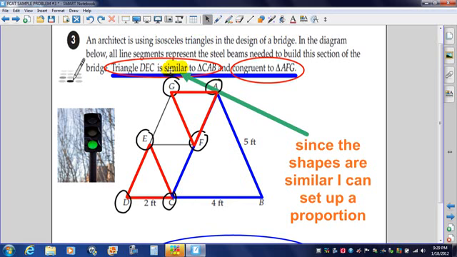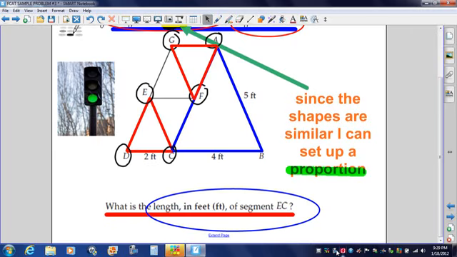Key word in the problem. Triangle DEC is similar to triangle CAB. Since the shapes are similar, I can set up a proportion. So remember, on the FCAT, when you see similar, chances are they're asking you to set up a proportion.